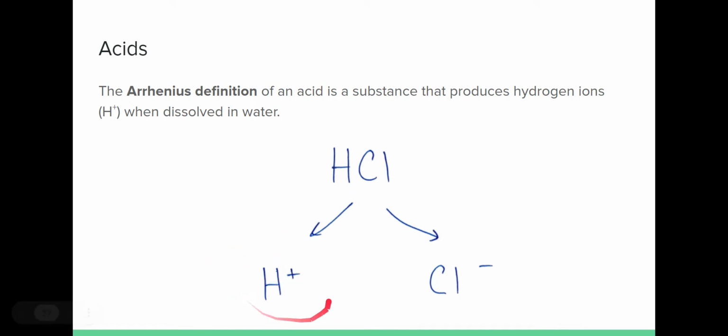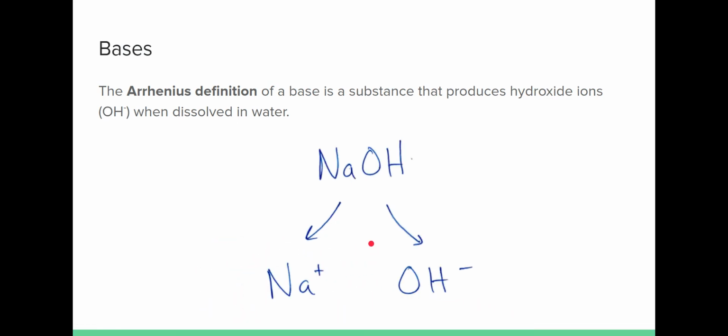Specifically, Arrhenius acids are going to make hydrogen with a positive 1 charge. Remember that hydrogen is in group 1, and when it loses its only electron, it becomes a positively charged ion. So HCl is a strong acid. When it dissolves in water, it's going to break apart into the two ions that make it up, the chloride anion and the hydrogen plus cation.